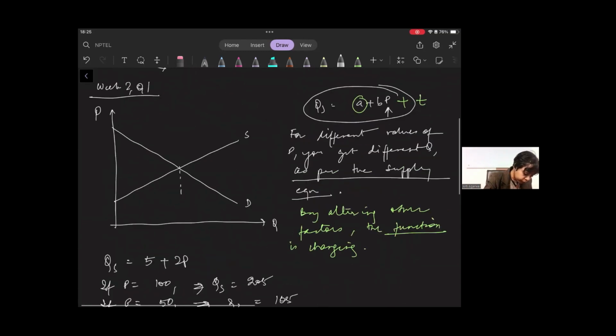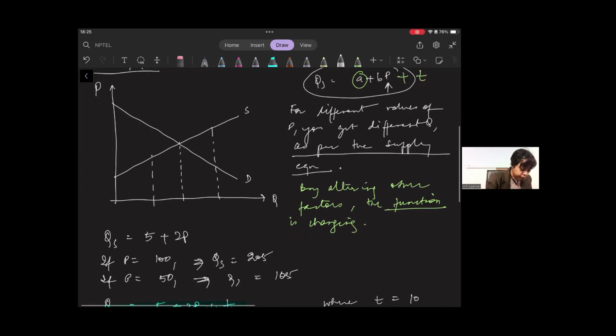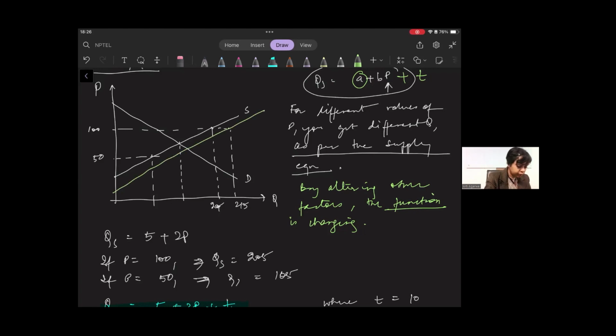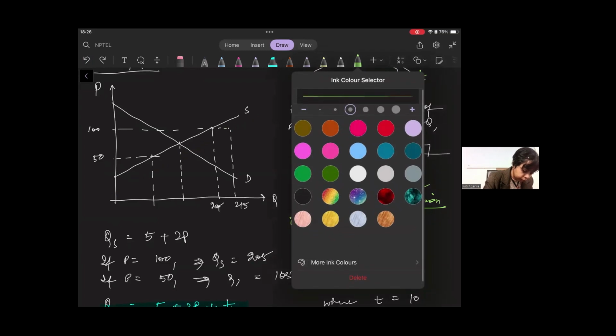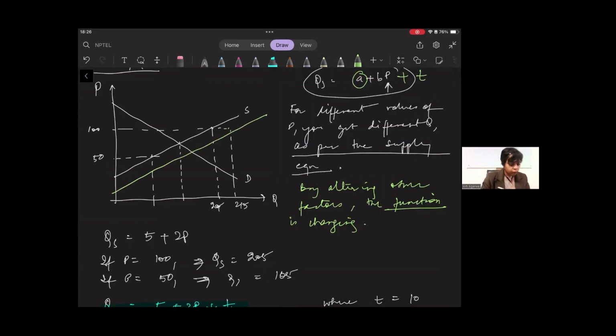You don't necessarily have to look at the equilibrium price. Suppose this is P is 50, and this is P is 100. Now, what is happening? For the same P equal to 100, you are getting a higher quantity, right? This was 205, now you're getting 215. So similarly, you will be getting other quantities, and the supply curve has shifted something like this. I'll try to make it more parallel. Something like this. So this is a shift of the curve.